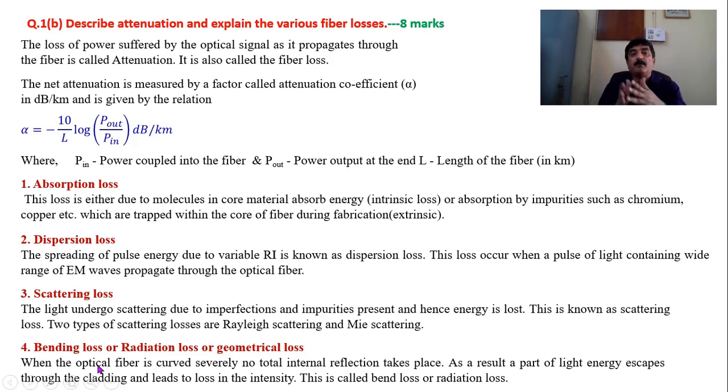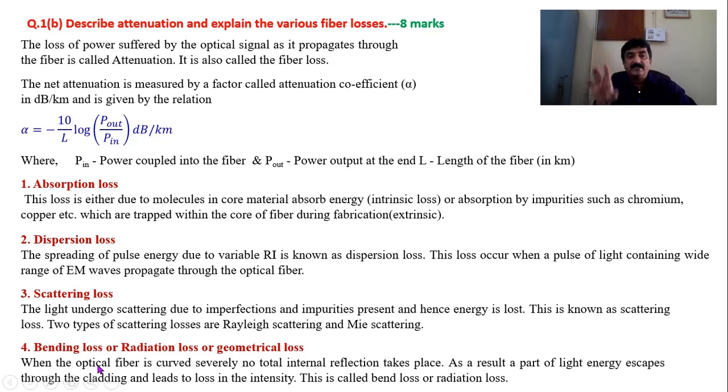Dispersion: when light is propagating in optical fiber, it will spread due to variable refractive index. Next, scattering. If there are any defects in the material, if there are any impurities in the optical fiber, light undergoes scattering. This is also a loss. Bending. If there is too much bending of the fiber, there will be no total internal reflection. Hence, there is loss. Like this, you have to explain.